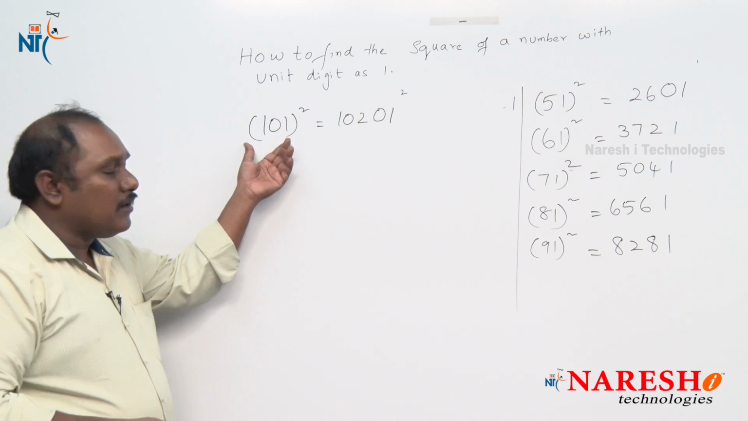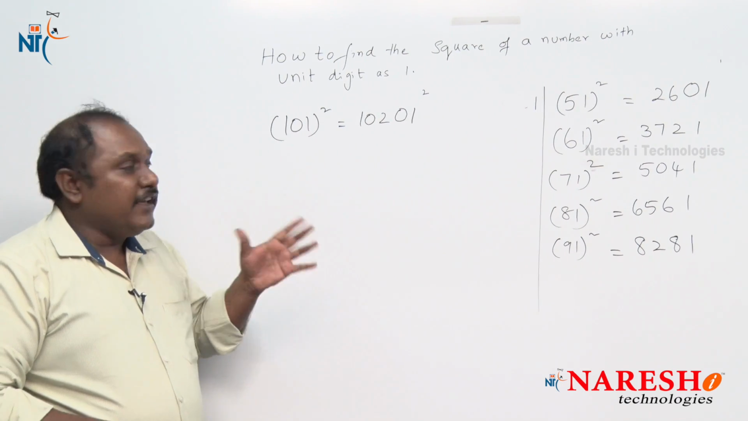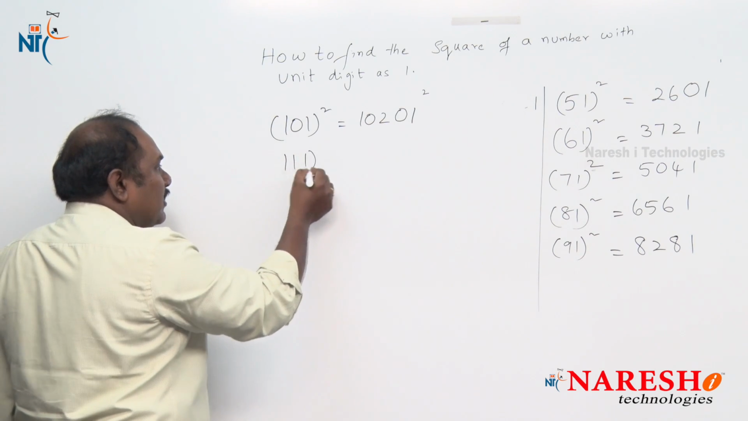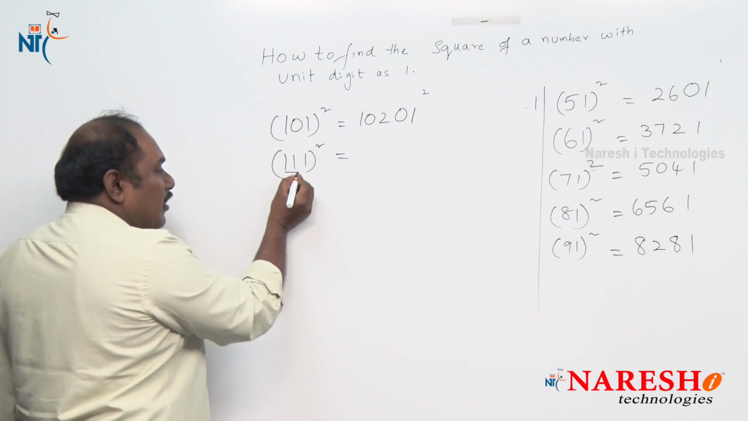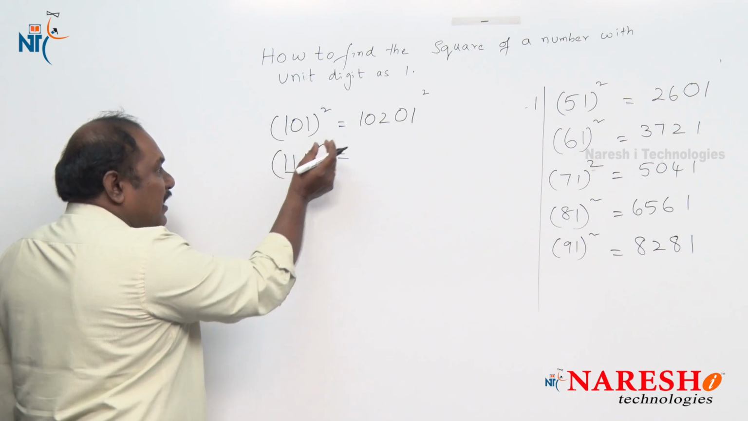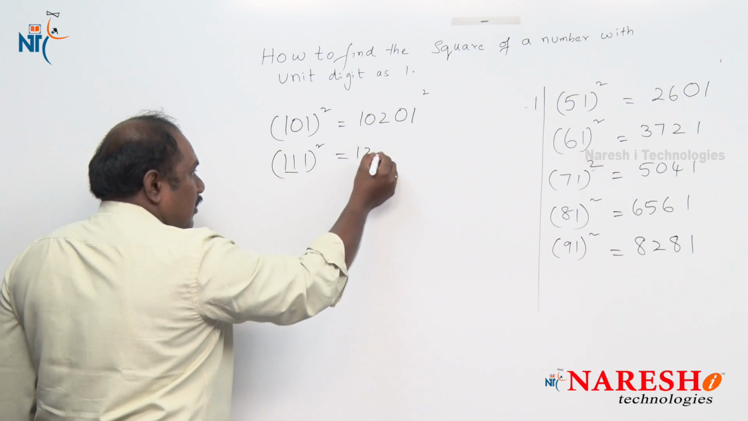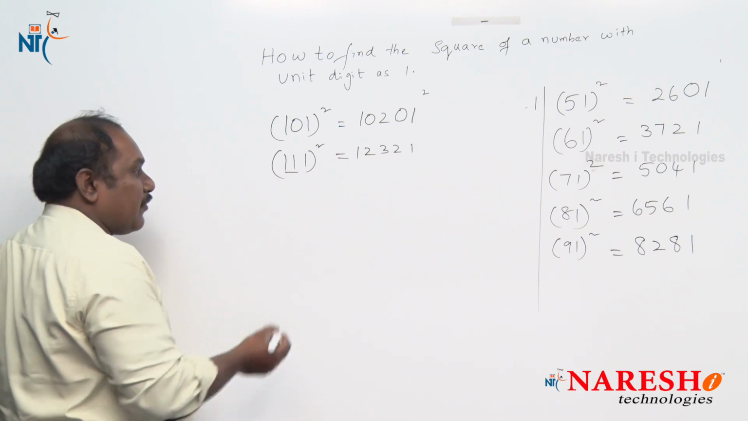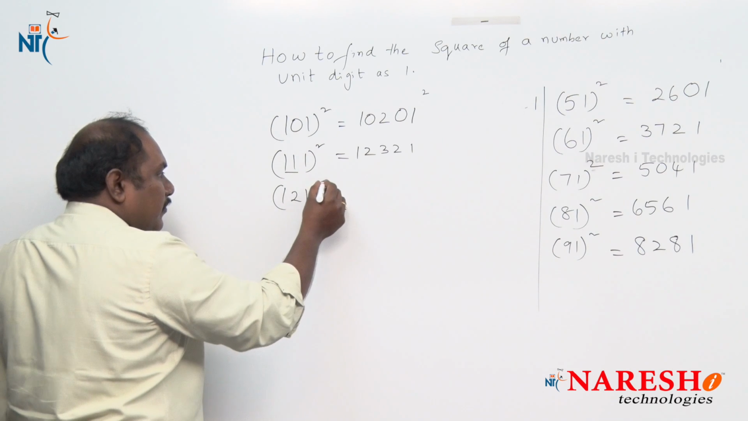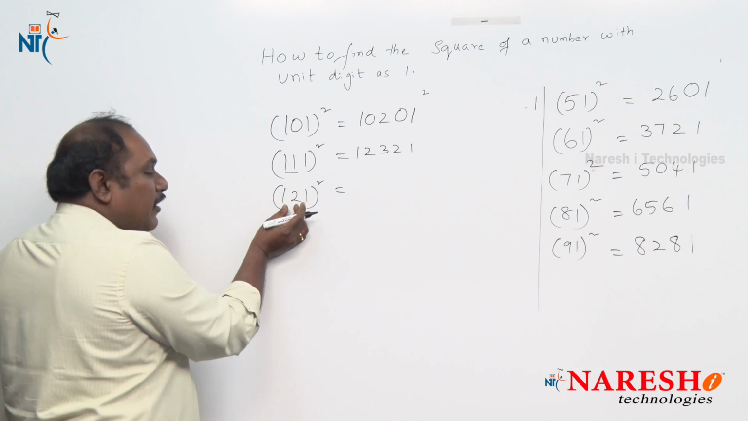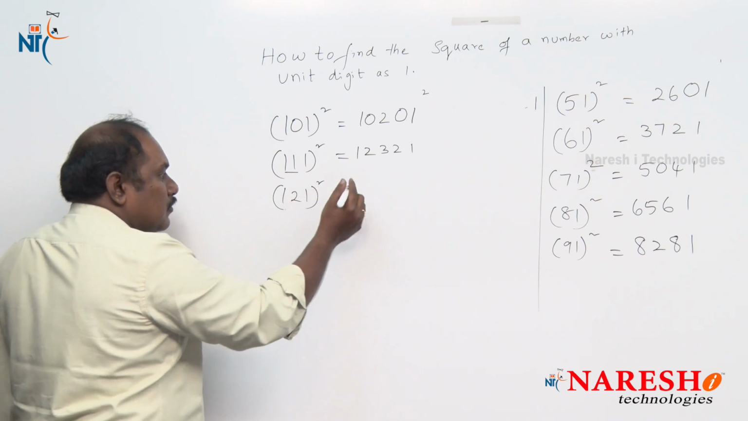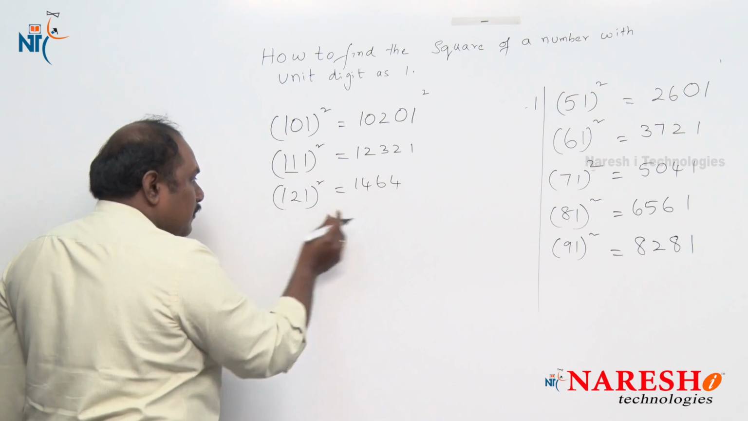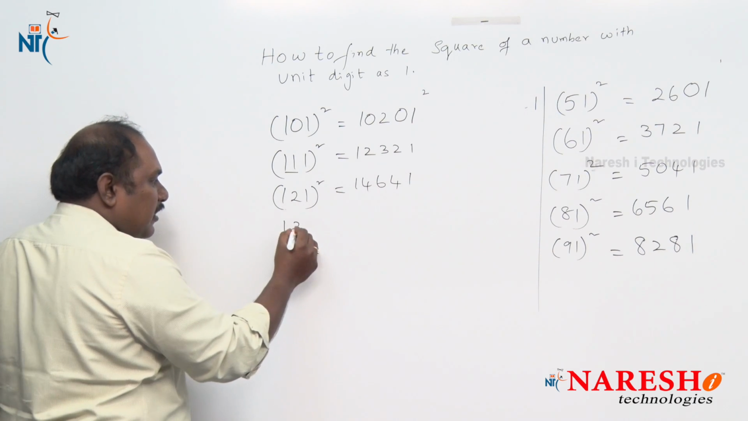So from 101 to 141, we get a carry of 2. How can I write the answer directly now? I want 111 square. 11 square 121 plus 2, 123, and when I double 11, the unit digit is 2 and 1. 12321. I want 121 square. 12 square 144 plus 2, 146, and when I double 12, the unit digit will be 4 and 1. 14641. 131 square.